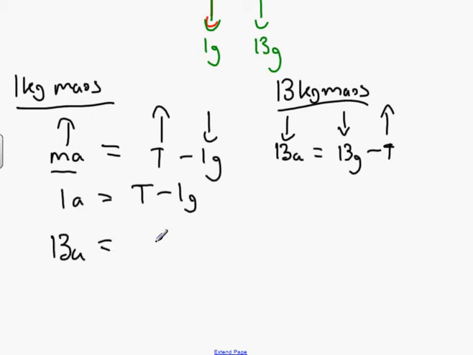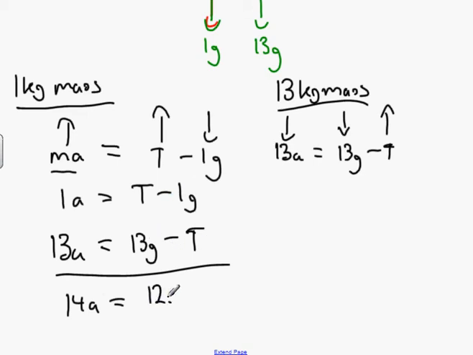So 13a, 13g minus T. Add them both directly downwards, we're going to get 14a equals T minus T, cancels, 13g minus 1g is 12g. So 14a equals 12g, a is going to equal 12 over 14g, therefore it's 6 over 7g. Your common acceleration of both particles is 6 over 7g.